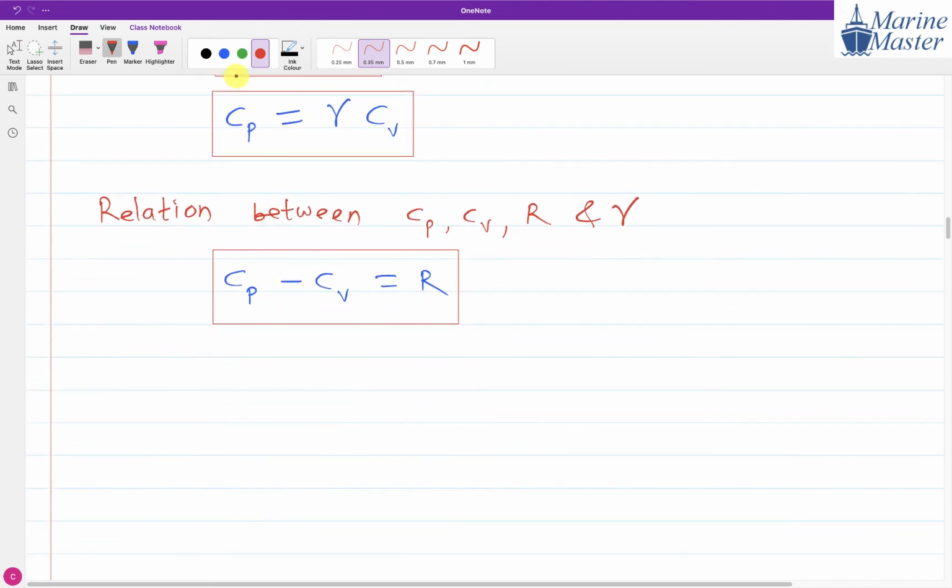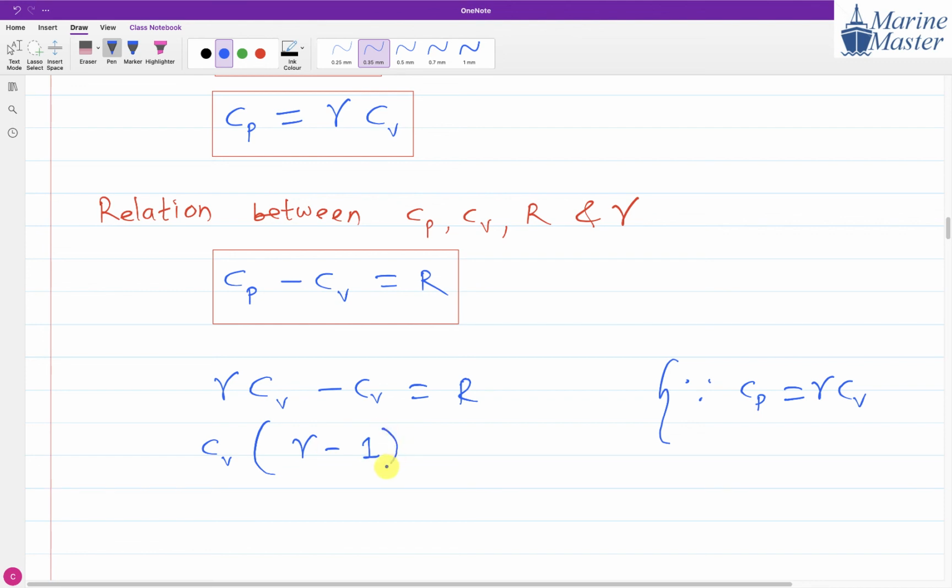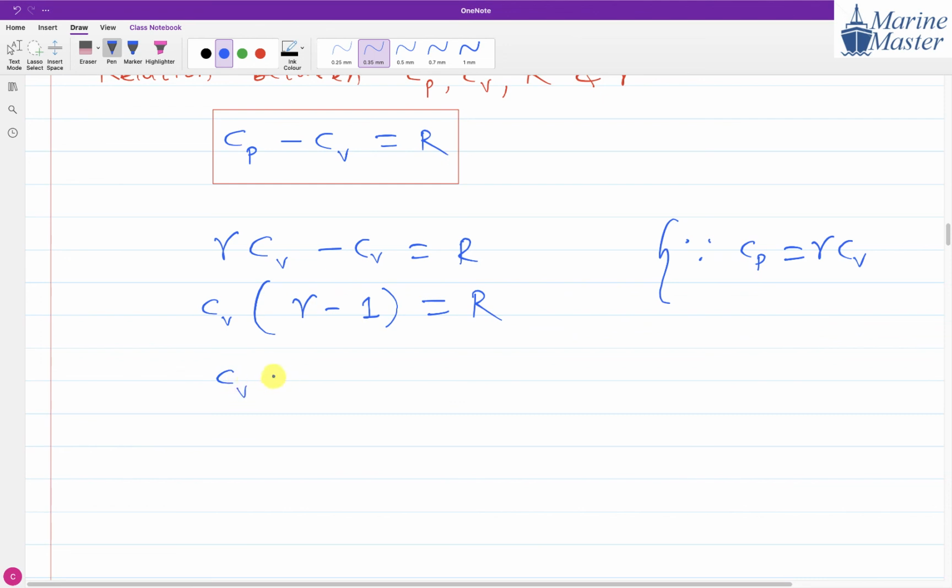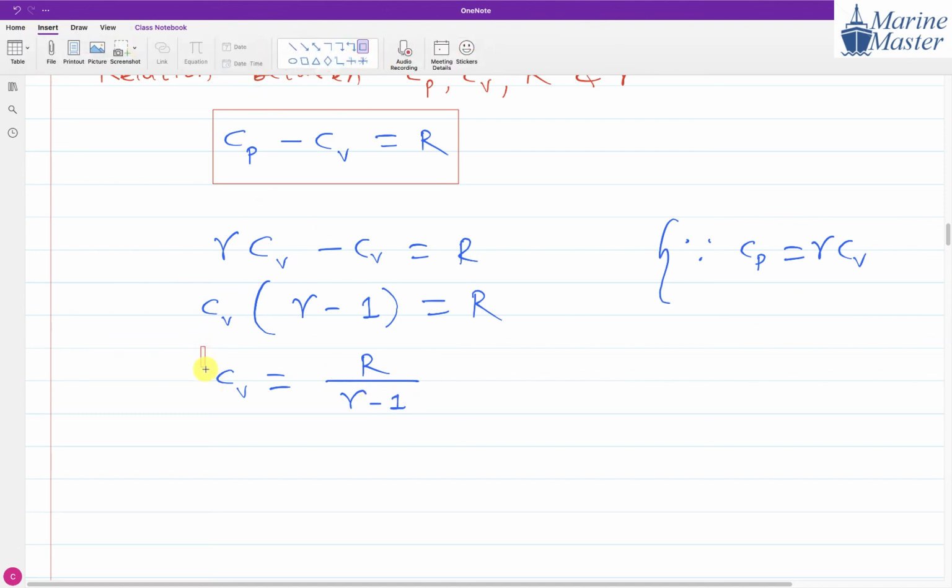Just a few minutes before we have seen Cp is equal to gamma Cv. So can we replace Cp by gamma Cv? Yes, just now we have seen. We are going to replace Cp by gamma Cv, and we can take Cv common here. So what will remain inside the bracket? Gamma minus 1, equal to R. So Cv will become R by gamma minus 1. So this is another relation.